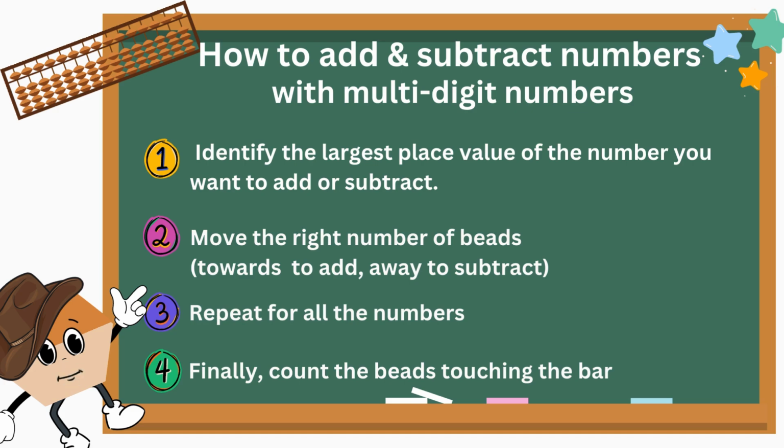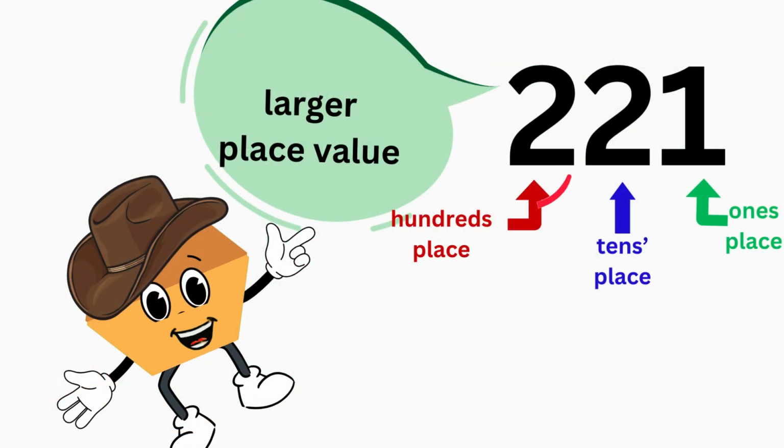Before we begin practicing, let's review the steps for adding and subtracting multi-digit numbers on the abacus. First, identify the largest place value of the number you want to add or subtract. Then, move the correct number of beads toward the bar to add, or away from the bar to subtract. Repeat this for all digits in the number. Finally, count the number of beads at the bar. When adding or subtracting, always start with the digit in the highest place value.